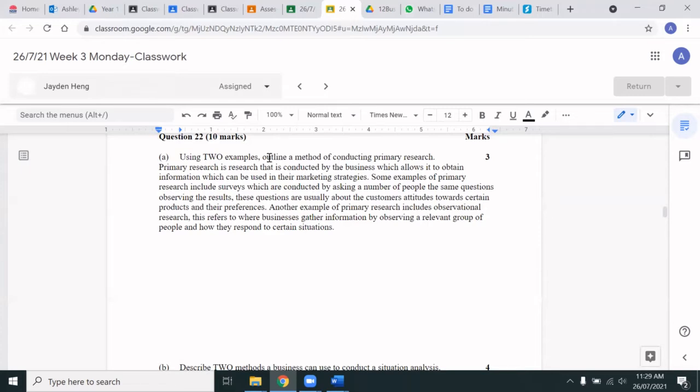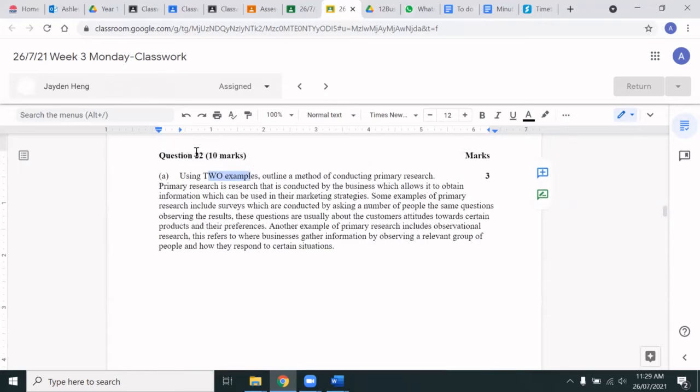All right, let's take a look at Jaden's answer using two examples. So definitely they want two examples, and they've asked for examples. So I think stronger answers may well use case studies, but you don't have to. They can have hypothetical scenarios. But remember, usually you would have something to refer to in your answer. This particular organization hasn't seemed to do that so much. All right, so using two examples, outline a method of conducting primary research.